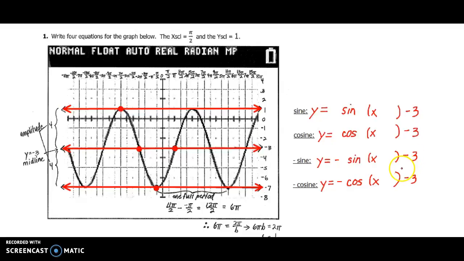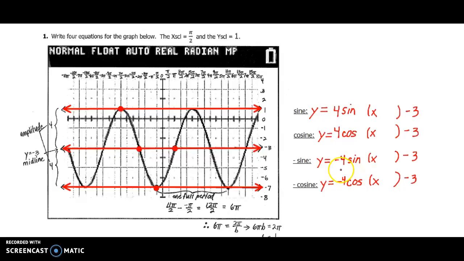Well, they also all have the same A value because the amplitude of all of these, the distance from the midline to the peak or the valley, is 4. So for the positive sine graph and the positive cosine graph, I have a positive 4 out front. And for the negative sine graph and the negative cosine graph, I have a negative 4 out front. My A and my C values are the same for all of these.